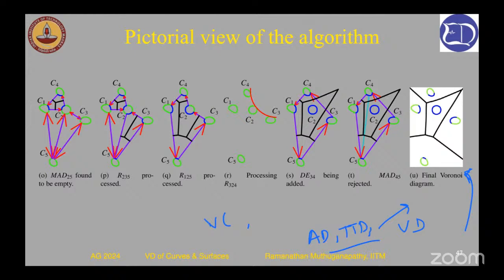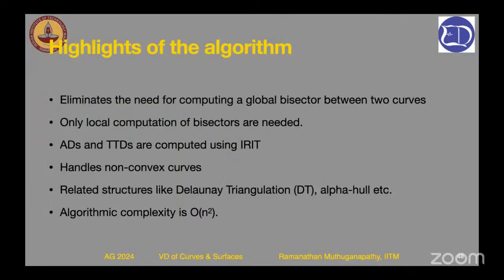So we addressed the key challenge, which was avoiding the global computation of bisectors, since those are very complex. We addressed that by finding a local computation of the bisectors, which, as you can see, is very, very small compared to the entire bisector you would have to start with. This is the key idea of our algorithm. The highlights are that we eliminate the need for computing a global bisector, and we use only local computation. As I mentioned, we are computing the ADs and TTDs.